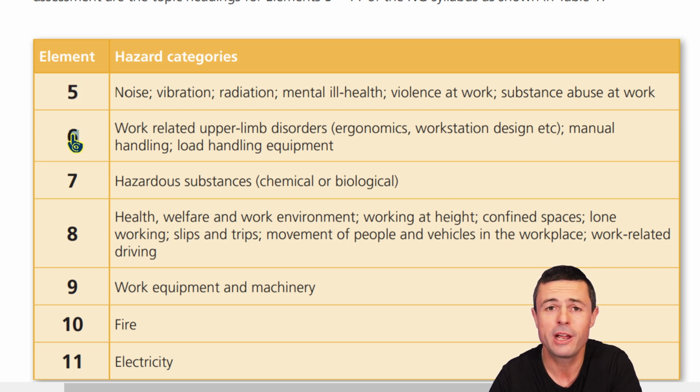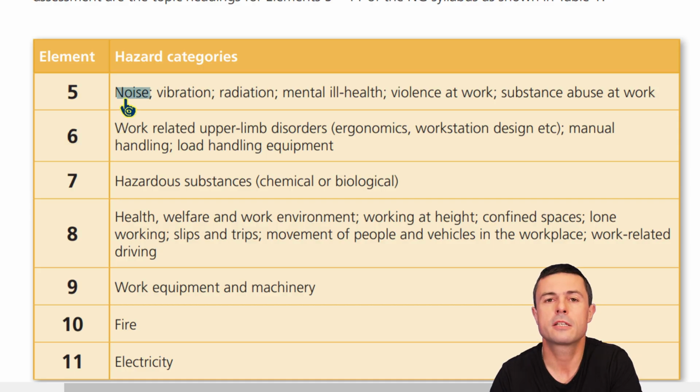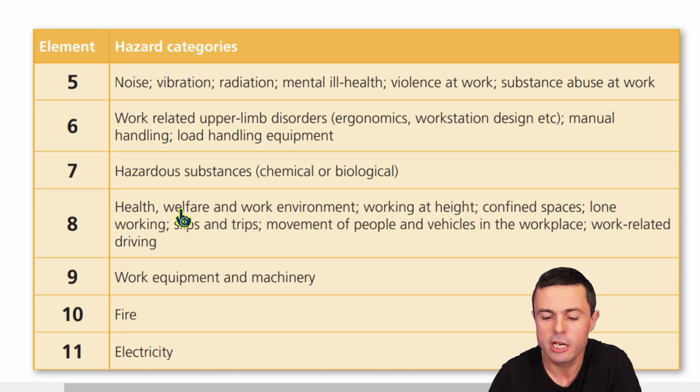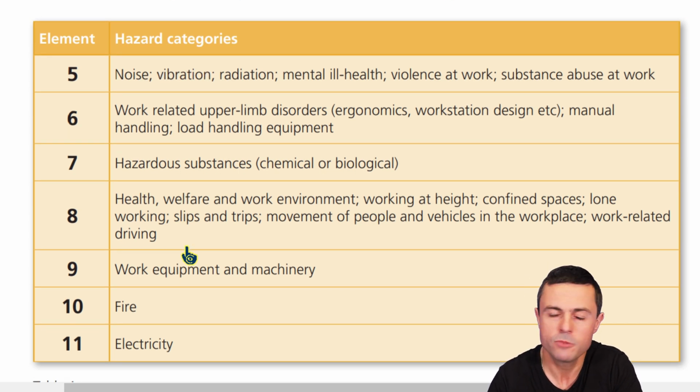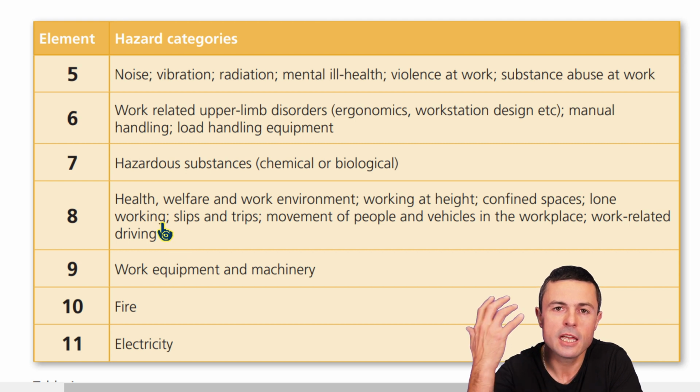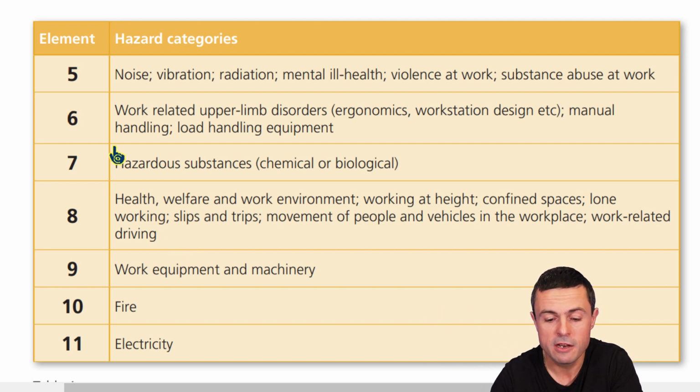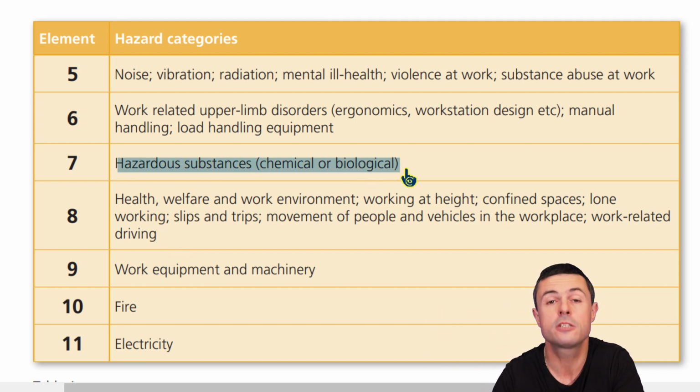Now the hazard category is not the element number. We do get people writing down element 5, element 7, element 10. Like, no, they're not hazard categories. Noise is a hazard category. Vibration is a hazard category, and so on. Now, can we see Legionella on there? Let me give you a clue. No, we can't. Legionella is a hazard that is covered in this topic here, hazardous substances.